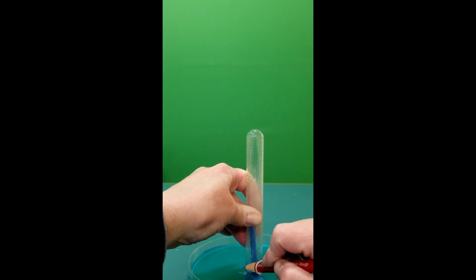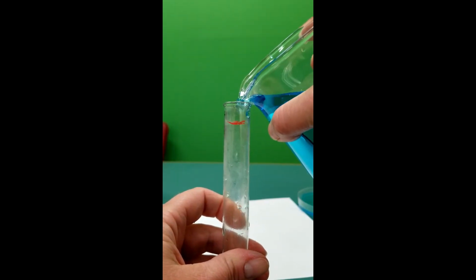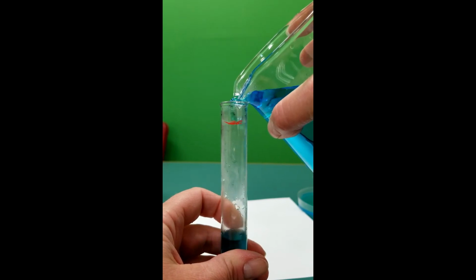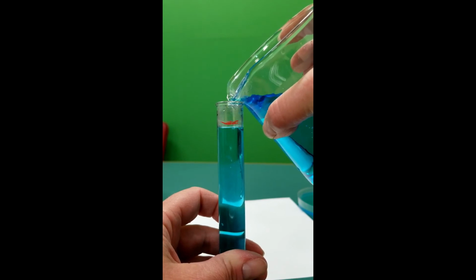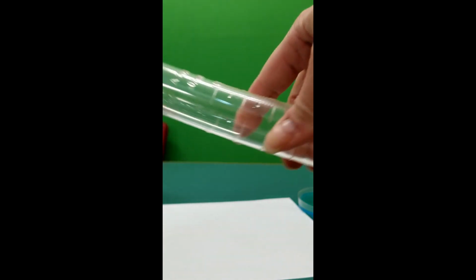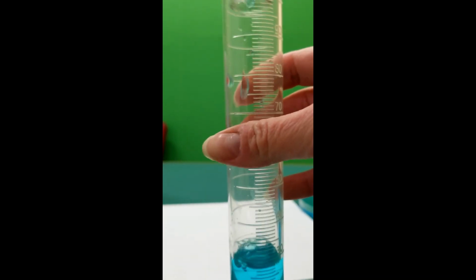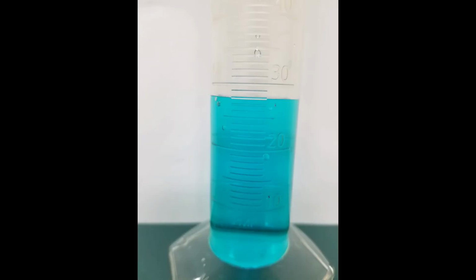Now I'll use the wax pencil to draw a line at the water level. Remove the test tube and fill it with water up to the line. Then I'll pour that water into the 10 milliliter graduated cylinder. Your measurement is the volume of air in the test tube after the candle goes out. Pause the video to record the volume in the appropriate place on your data table and then resume the video.